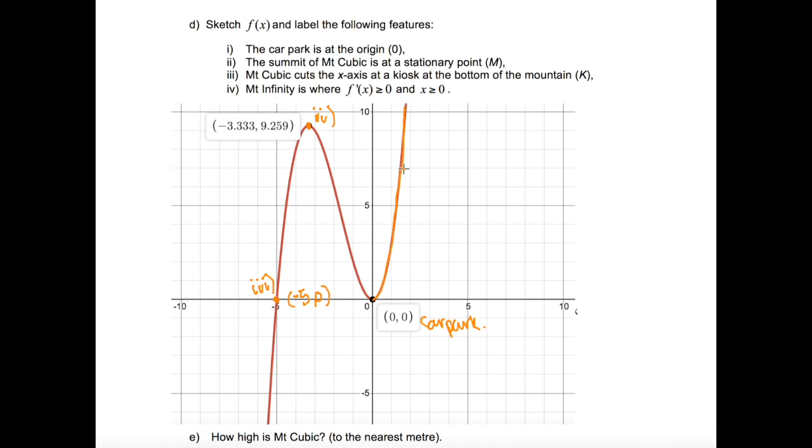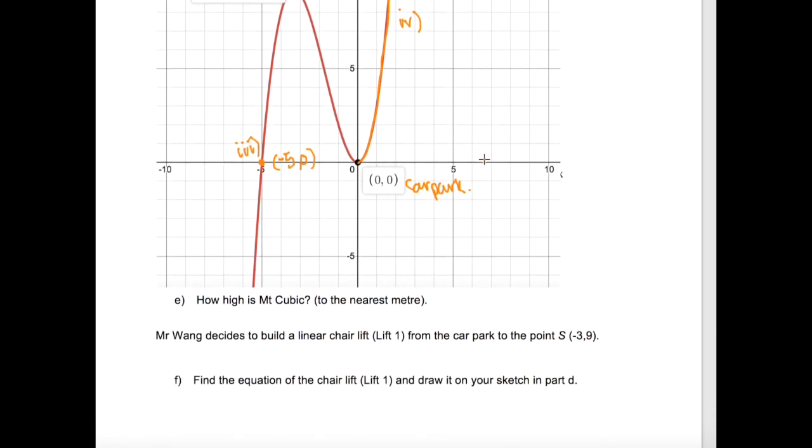Because our gradient is positive and it's greater than or equal to 0 at that point. Sorry, our x values are positive or equal to 0 there, and our gradient is positive there. So Mount Infinity, obviously, goes on forever, and hence the name.